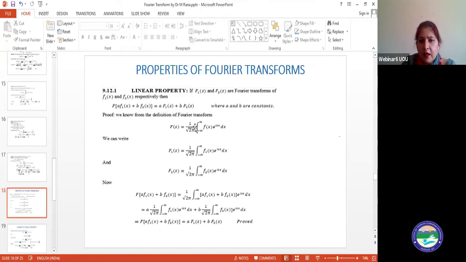So F(s) is defined as 1 upon root 2 pi, integration from minus infinity to plus infinity of f(x) e raised to power isx dx, and F1(s). So in case of f(x), we will write it as f1(x).